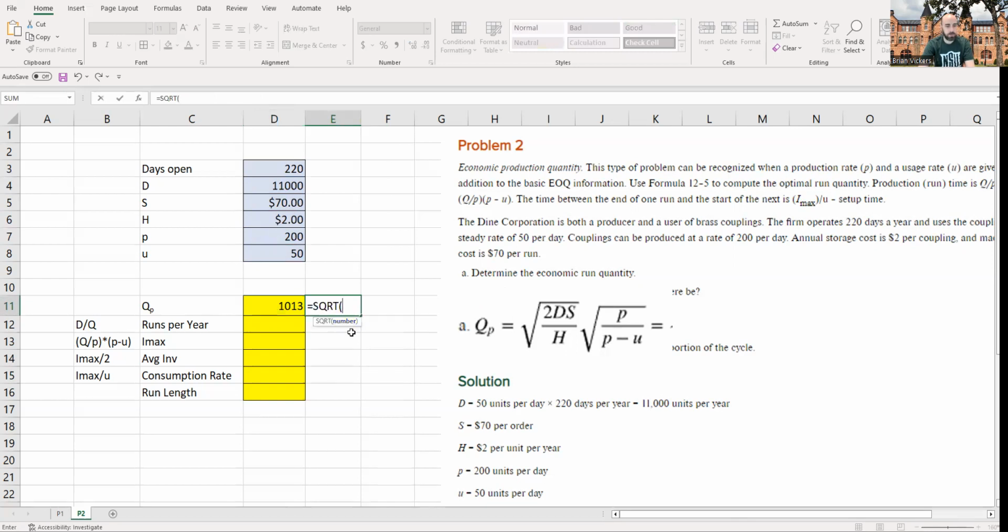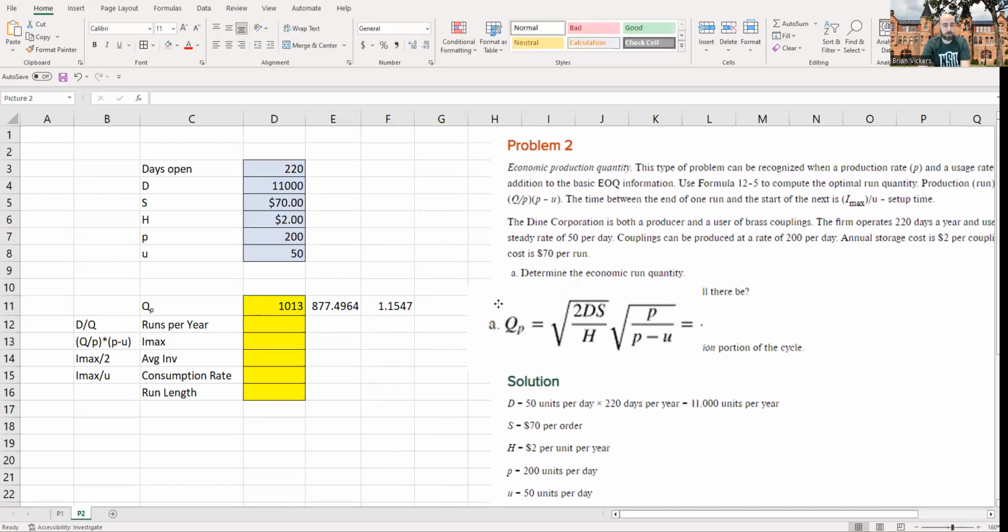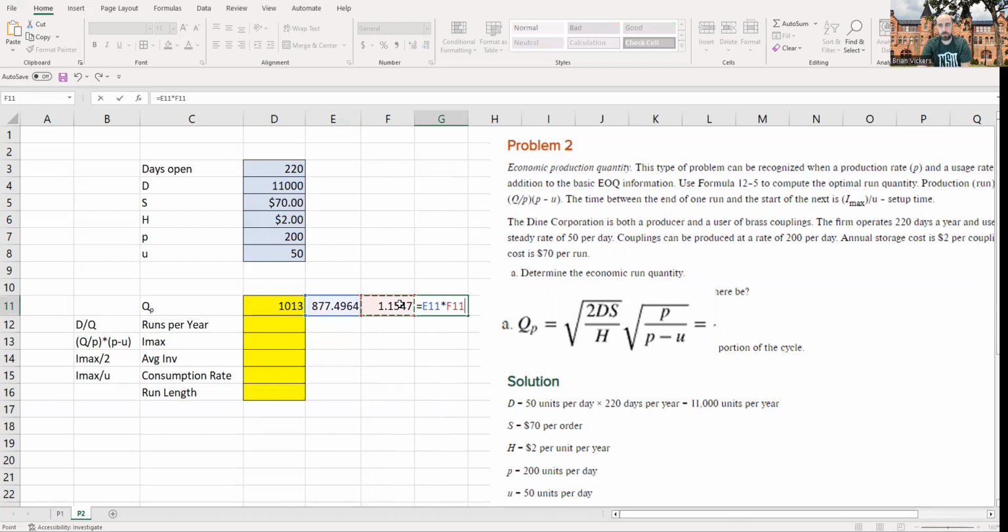So like I was saying, you could do equals square root, if you were feeling anxious about it, equals square root of 2 times d times s divided by h here, and then do equals square root of p divided by p minus u, close parentheses twice, and then have that third value be equals this times this. Good. I don't have that set to round. I've got this cell set to round down for me, but you could do that. That would be perfectly fine.